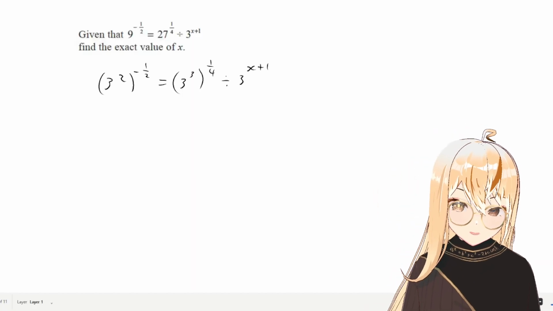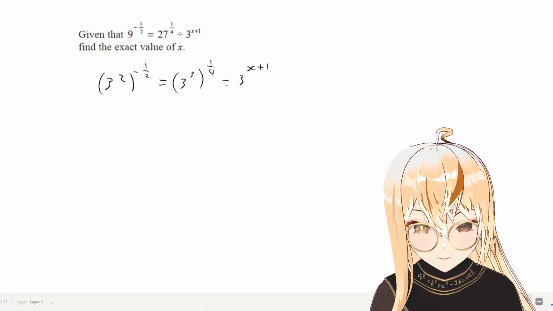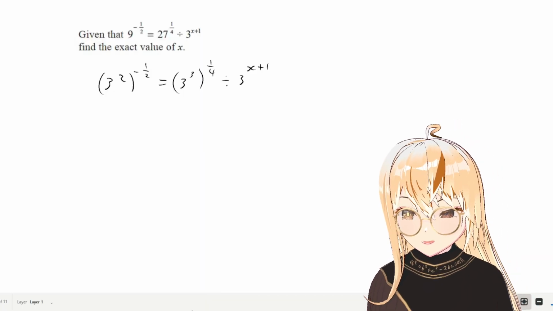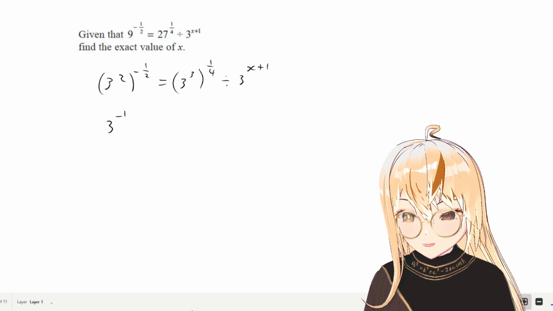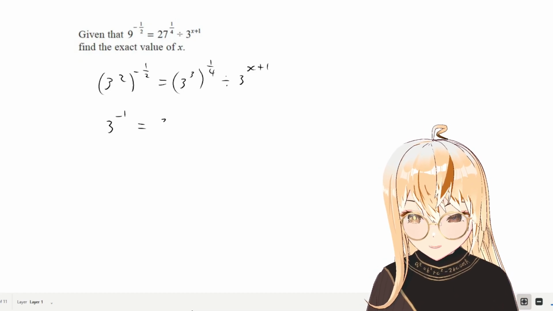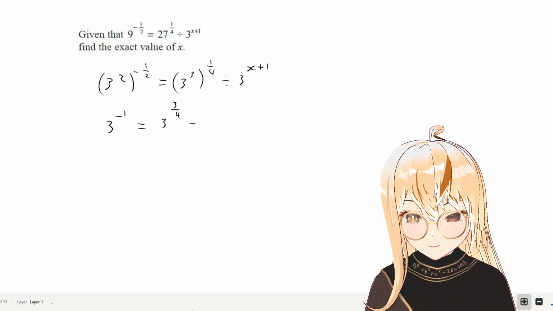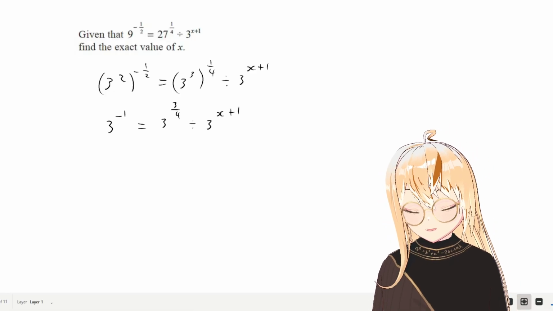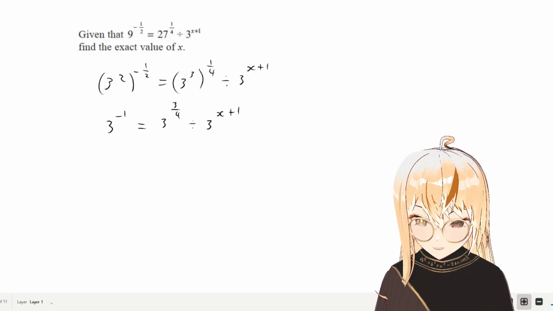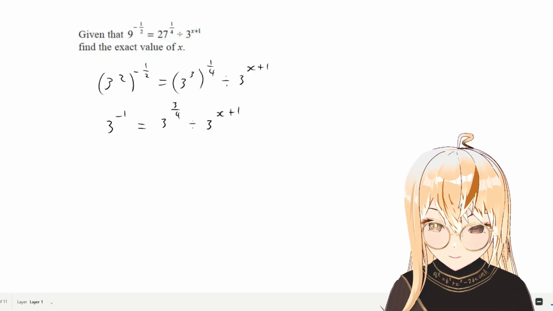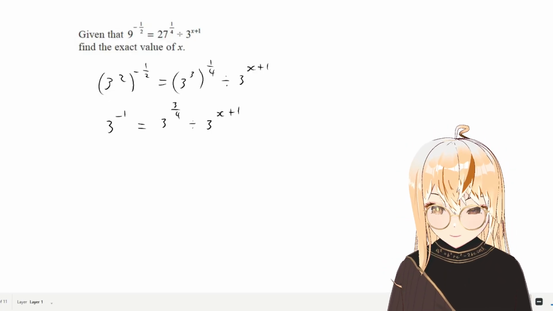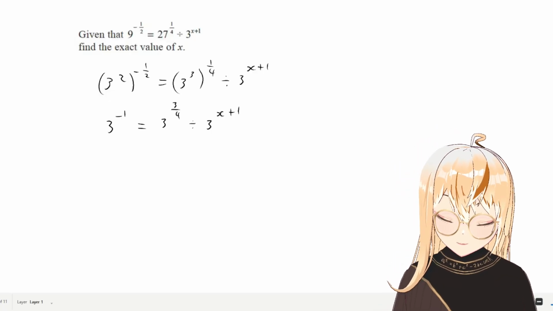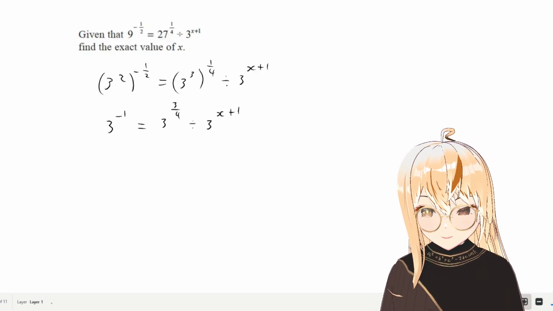Now this is going to be a lot more simple to work with, because we can just apply our laws of indices, multiply the powers outside the brackets to get 3 to the minus 1 equals 3 to the 3 over 4 divided by 3 to the x plus 1. And now you'll notice that all of them are in the same base. A neat little trick is that we can just drag all the powers down, because we know that we're working with the same base. And what the question is actually asking us is to find the value of x.